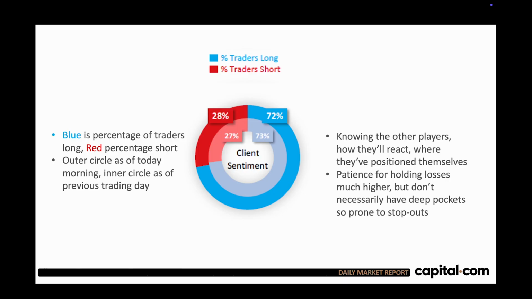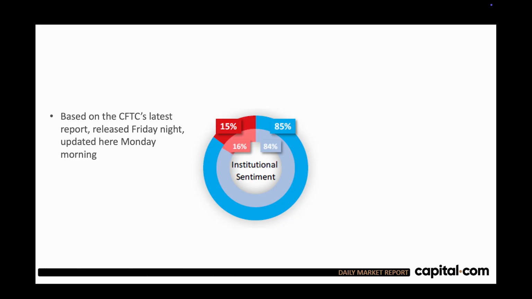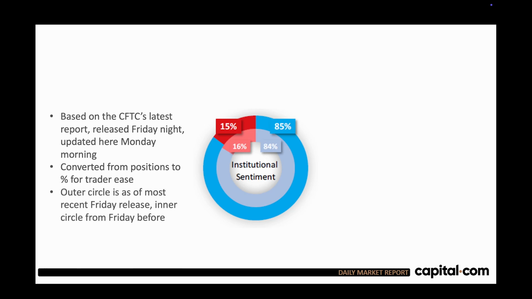In contrast with institutional sentiment. Now, this is based on the CFTC's latest report, released Friday night, and it's updated here on Monday morning in capital.com's daily market report. The original raw numbers show lot sizes. I've converted them from positions to percentages for your use. The outer circle is of the most recent Friday release. The inner circle is from the Friday before, so we're looking at it week on week.